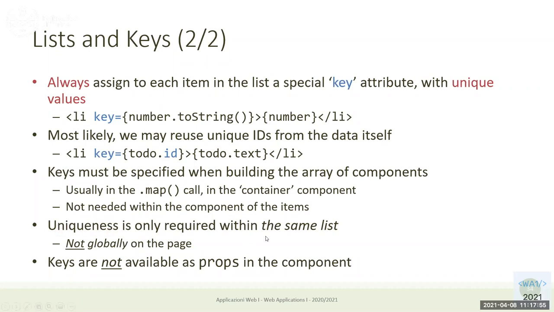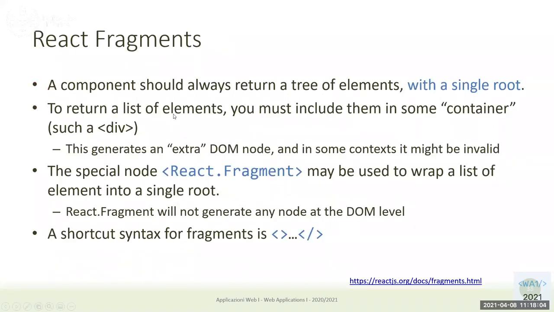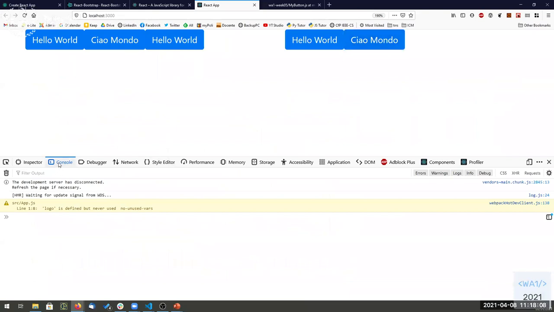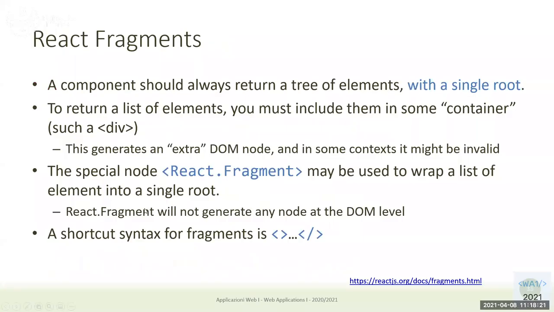The uniqueness of the keys is only required within the list, not globally on the page. So it's not something complex. Only for that list, remember always to add the keys. And also remember always to have a look at the console, because many errors are just written in the console of the application. So when you're developing, always have a console open, because there are a lot of messages and warnings that React is giving you, and there are always good suggestions.